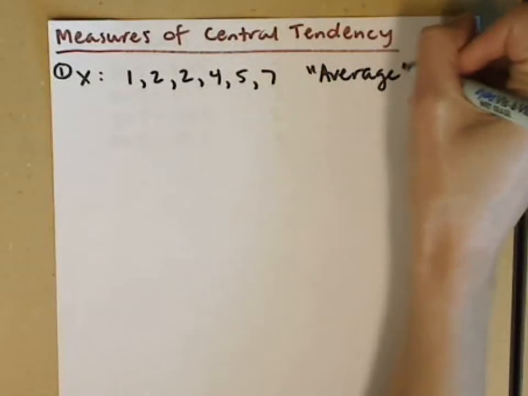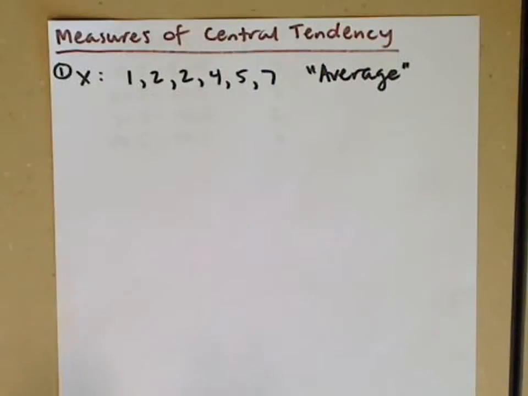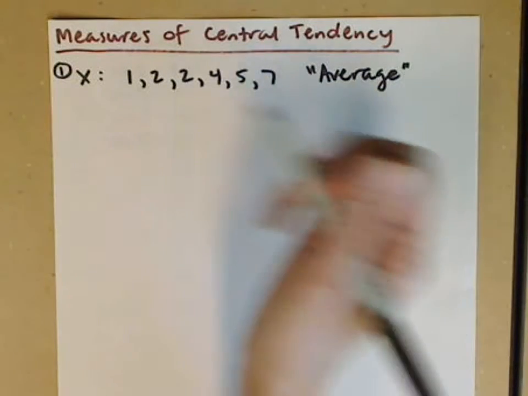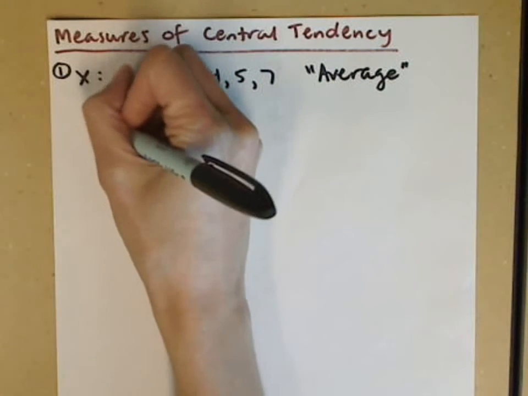Most of us think of an average as adding up all the numbers and dividing by how many we have, but average really just means some kind of a number that represents the numbers in the middle. So as we work through these different measures, we're going to think about what that term average means. Let's start with the mode.